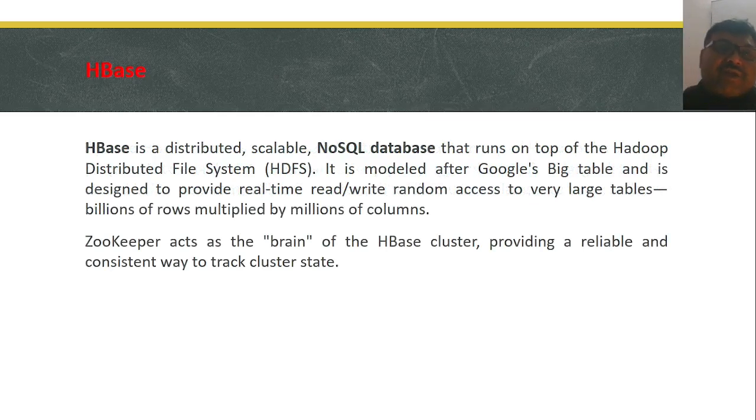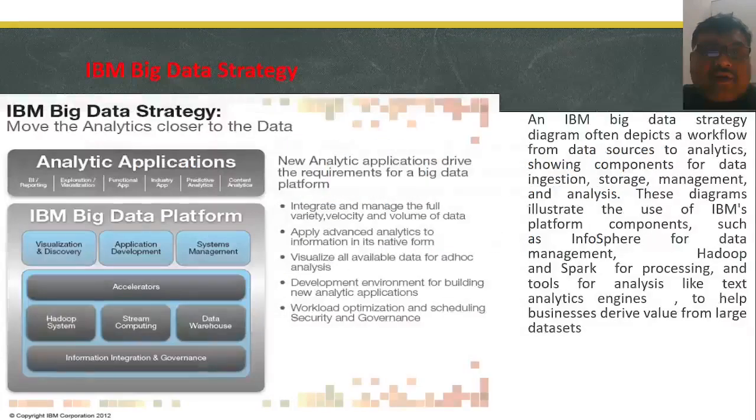HBase is a distributed, scalable NoSQL database that runs on top of the Hadoop distributed file system. It is modeled after Google's Bigtable design and provides real-time read and write random access to very large tables. ZooKeeper is also there. We call ZooKeeper the brain of the HBase cluster, providing a reliable and consistent way to track the cluster state. Now the last topic is the IBM big data strategy.